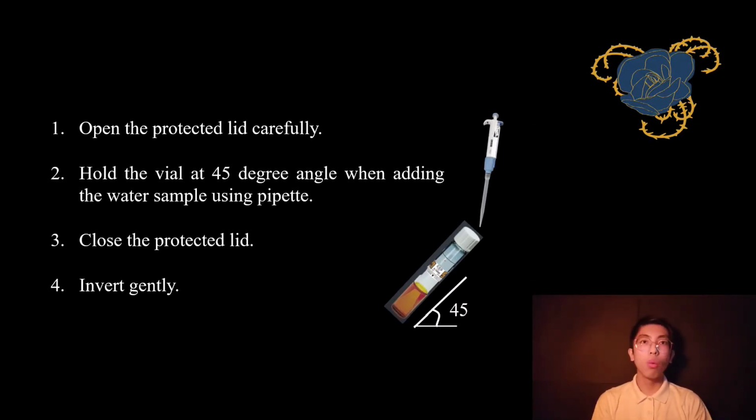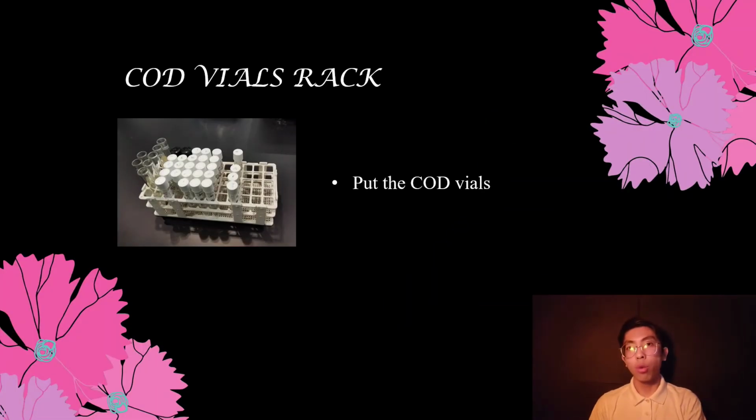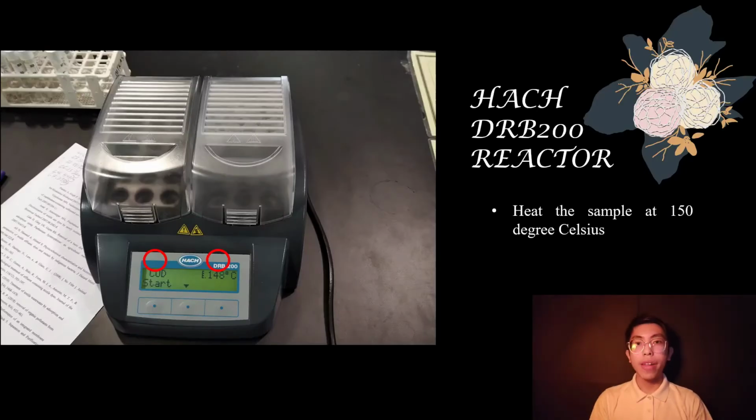After you add the water sample, close the protected lid and invert gently to make sure it is homogeneous. And the next equipment is the COD vials rack. It's used to put the COD vials. Then is the DRB200 reactor. It is used to heat the sample at 150 degrees Celsius.